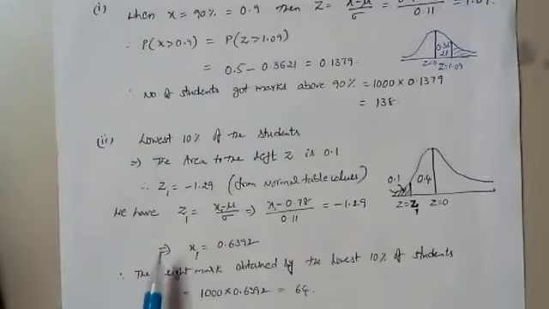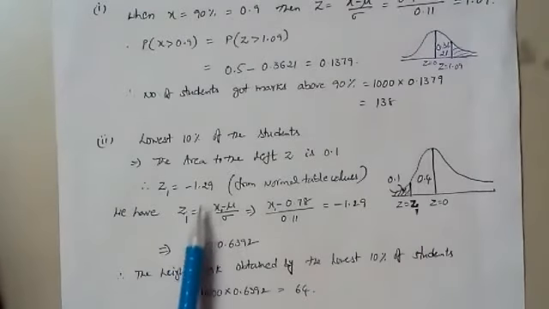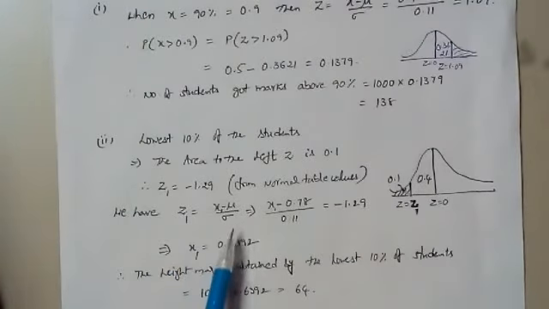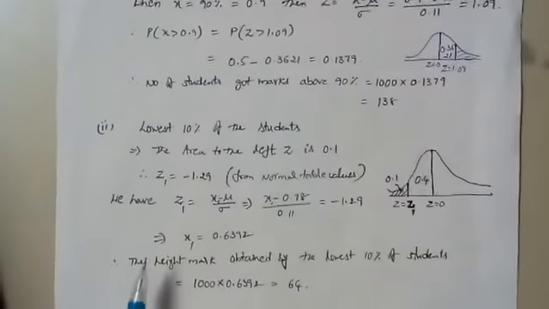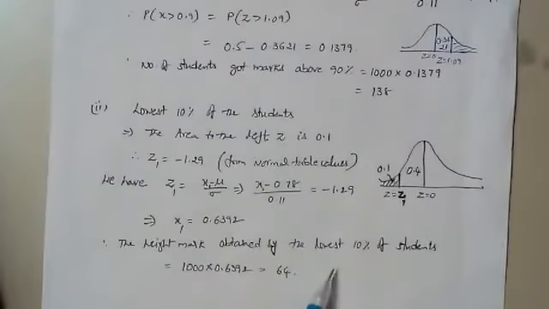Next, if you substitute that z1 value in the standard normal variate, you get the x1 value as 0.6392. But finally what should we get? The highest mark obtained by the lowest 10% of students. So the number of students is 1000. So it's 1000 into 0.6392. Multiplying these two, you get the highest mark as 64. This is the second question.